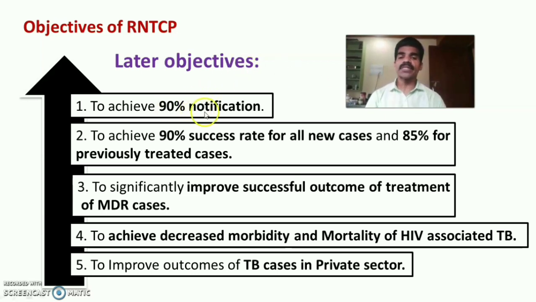So that is 90% notification, 90% success, 85% treatment success of the previous cases, then maximum improvement in the treatment of the multi-drug resistant cases, and reduction of morbidity and mortality of HIV patients or AIDS patients associated with the TB problems, and improving the treatment success rate of all the TB cases who are either treated or admitted in the private sector or private institutions. So these are the five important later objectives of RNTCP.